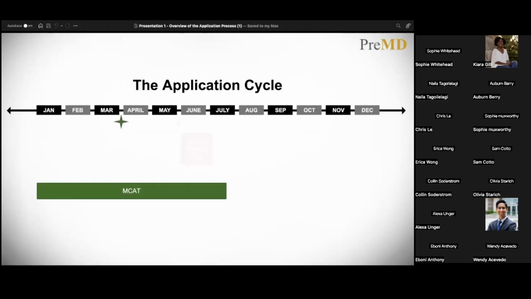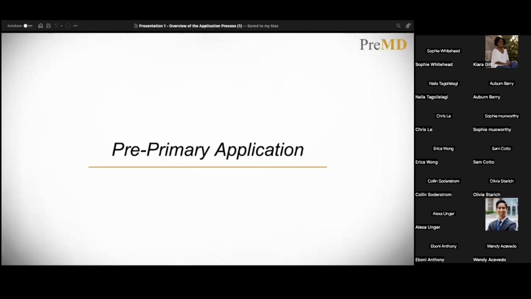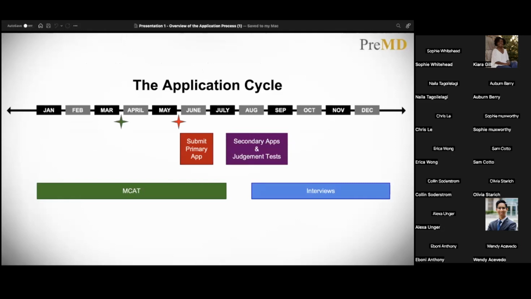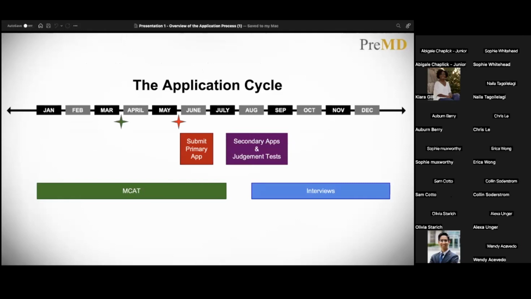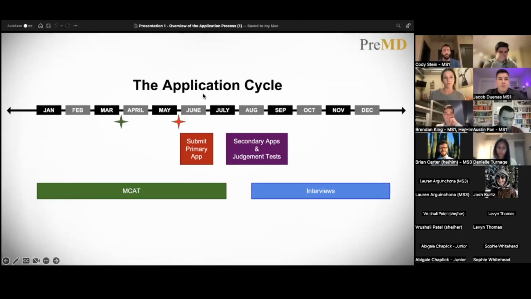So this is the application cycle timeline. It's a rough estimate. Obviously everyone's timeline is going to look different, depending on what's most conducive to your schedule, so this is just a general template. Starting in January to about June or July is the recommended period that a lot of people take the MCAT in. I personally took mine in the September before the application year. It's highly variable, and up to when you feel ready and when you're able to fit in the study time.